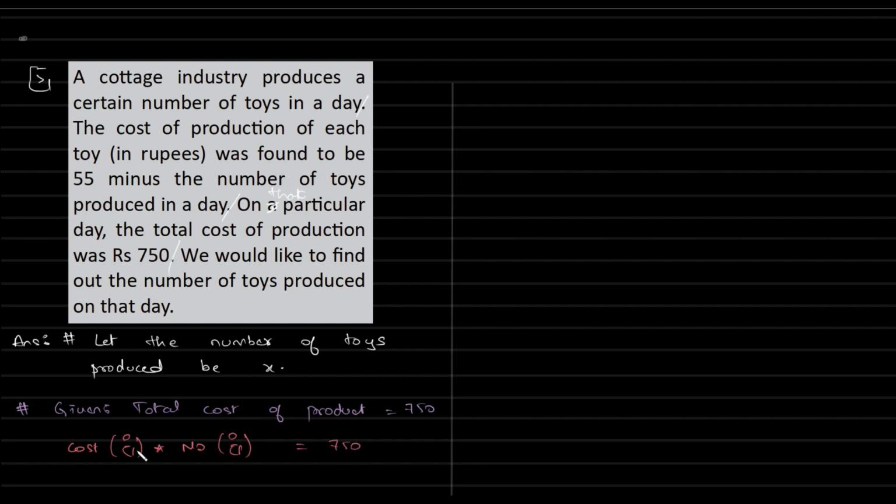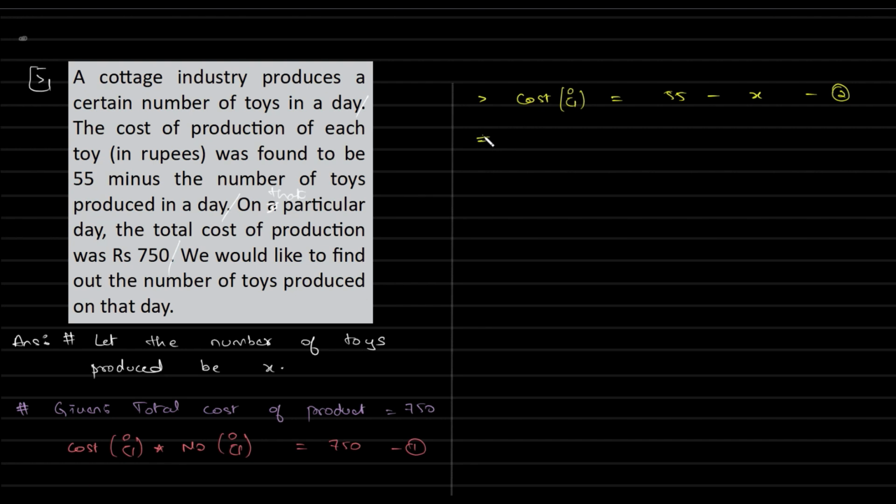It's like the cost of an apple is around 30 rupees. I'm talking about the medium size ones. And if I buy 4 of them, it will be 120 rupees. Is it not? That's the whole idea over here. So cost of one item into the number of items. I'll call this equation 1. We'll be needing that. And one more thing that they've given is the cost of production of each toy. So cost of a toy is equal to 55 minus the number of toys produced in a day. That is X. That's my equation 2.